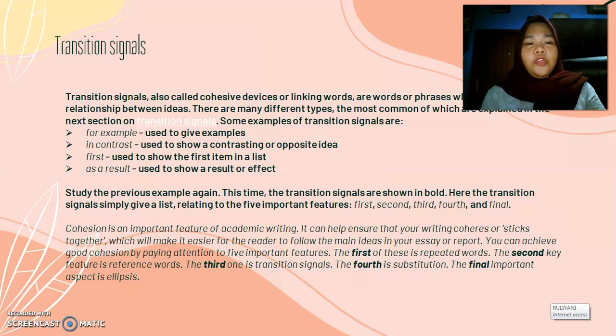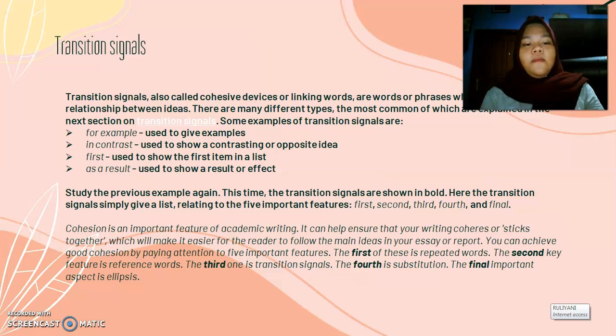1. For example, used to give an example. 2. In contrast, used to show a contrasting or opposite idea. 3. First, used to show the first item in a list. 4. As a result, used to show a result or effect.